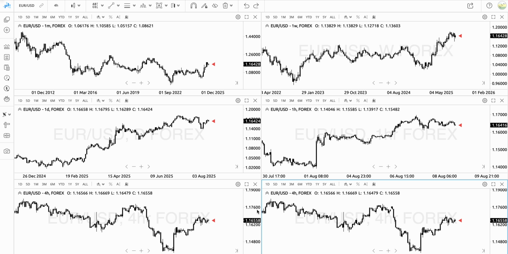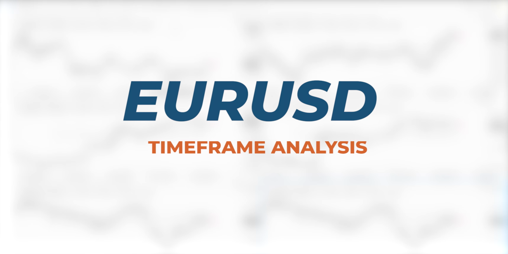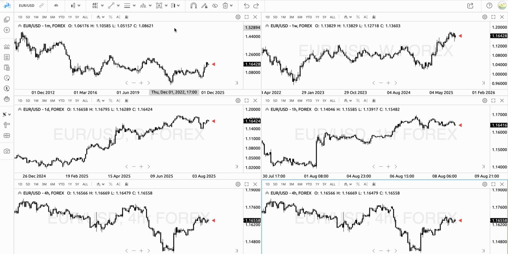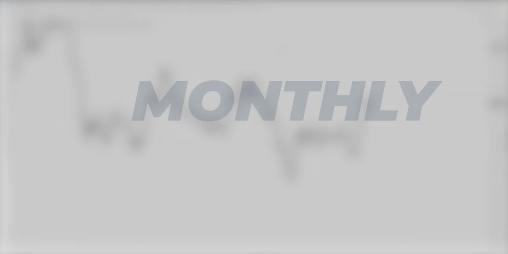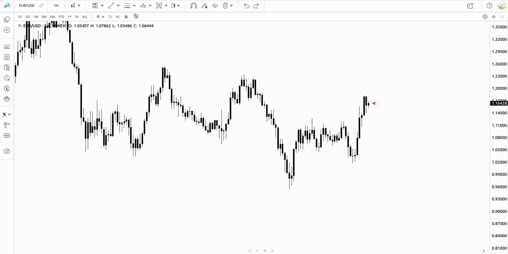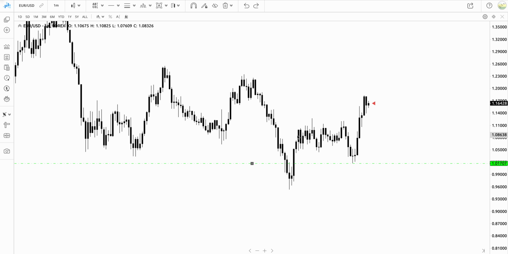I want to take a look at EURUSD today. So I'm going to do a multiple time frame analysis. And if you are not familiar, I'm just walking through the charts and identifying my key levels of support and resistance on each time frame. So we're going to start off on the monthly chart. And what I do, as I mentioned, I go through and identify key levels of support and resistance.